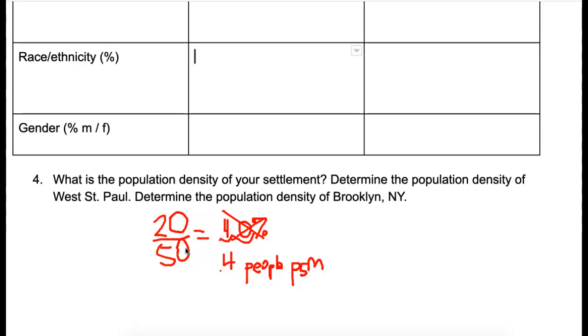Now, to figure out West St. Paul, that's going to be a much, much, much different number. So you could do it in two ways. You could either just Google it and see if you can find it, or you can do this math to figure out, using the total population and dividing the total population by the land area of the city. So you can find that for West St. Paul, or you can just Google population density West St. Paul. And you're doing the same thing for Brooklyn, New York.